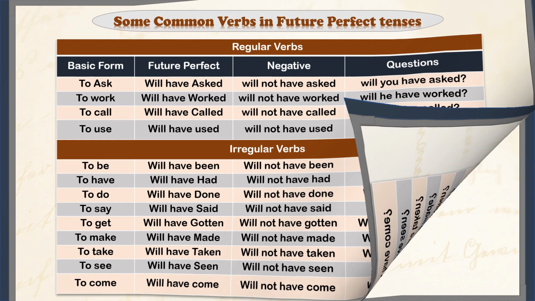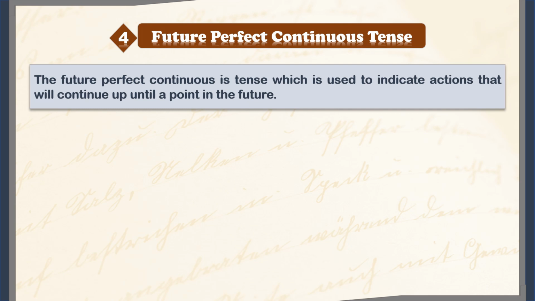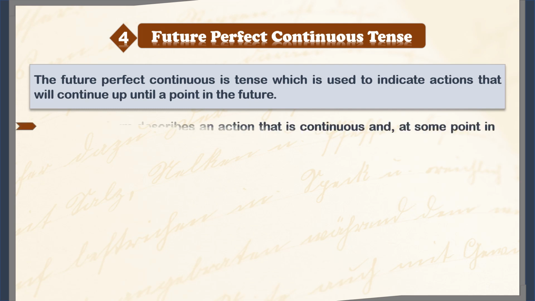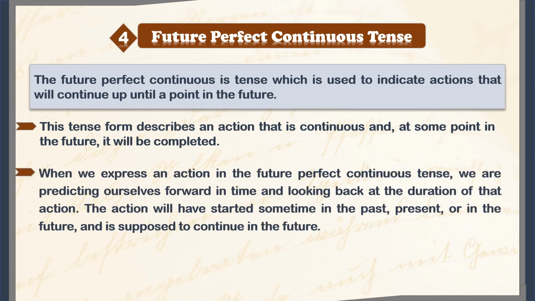Moving towards the fourth and last aspect of future tense, which is future perfect continuous tense. The future perfect continuous tense is used to indicate actions that will continue up until a point in the future. This tense form describes an action that is continuous and at some point in the future will be completed. When we express an action in the future perfect continuous tense, we are projecting ourselves forward in time and looking back at the duration of that action.